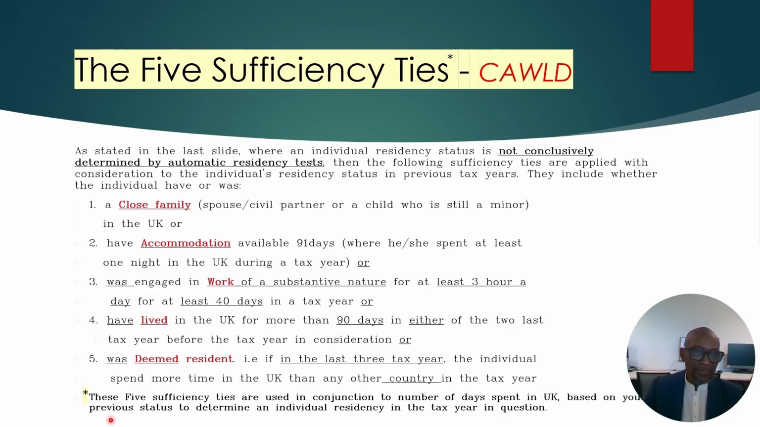Having said, these 5 sufficient tie tests are used in conjunction with the number of days spent in UK, based on your previous status, to determine an individual's residency in the tax year in question. So these sufficient ties are now used in conjunction with the number of days in UK to determine whether you are a UK resident. So let's look at how this works.